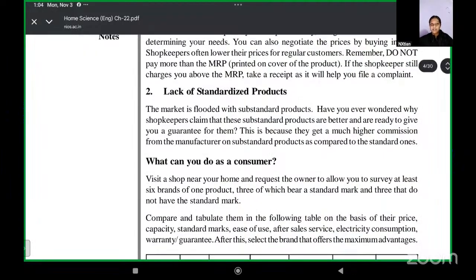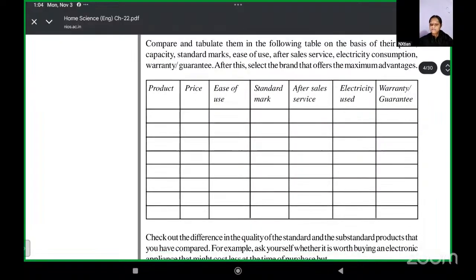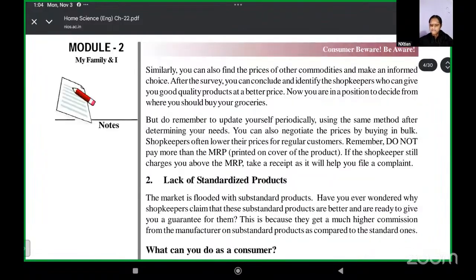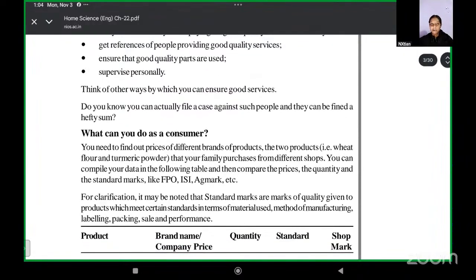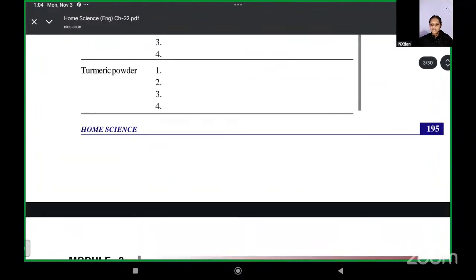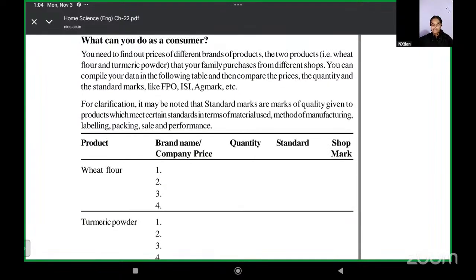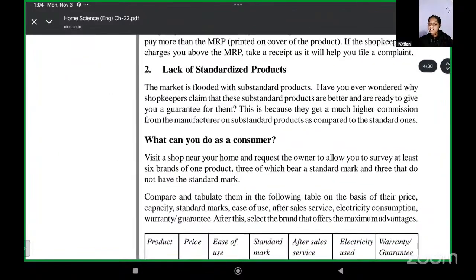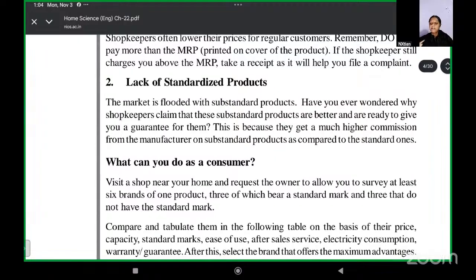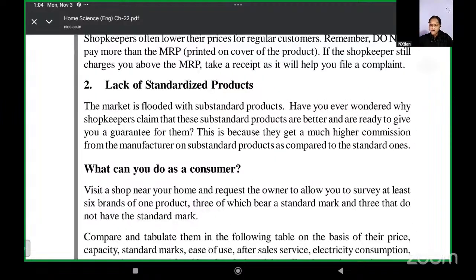Products? What are substandard products? How do we identify what are actually standard products and what are substandard products? We talked about it. What are the various marks on the products through which we can identify them? Now the second, okay, we'll talk about this second point. We talked about this, I think so.